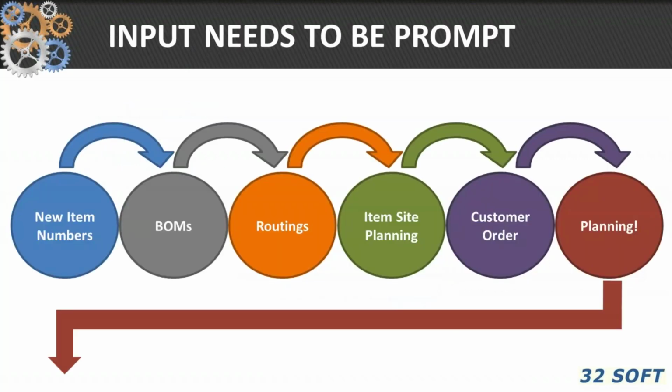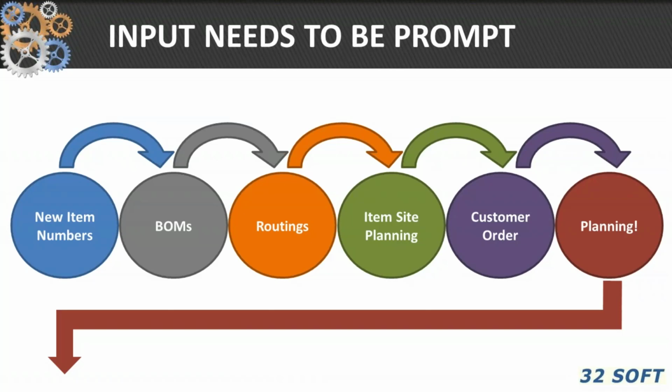So why does input need to be prompt? Let's review a typical scenario. You just received an order from an anxious customer who wants you to build new products for them. However, you won't be able to start the manufacturing process until new item numbers are set up in QAD. And then BOMs or product structures need to be set up, then routings, then item site planning parameters, other settings. Then you can enter their order to the system, and only then can you start the planning process.